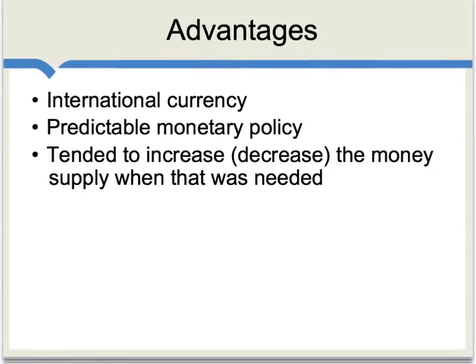Hayek starts by presenting the advantages of the former gold standard. For one thing, gold was an international currency, which meant that different nations could use it with each other, yet it did not require any overarching international agency to govern its quantity. Second, Hayek argued that a gold standard would bring largely predictable monetary policy. And third, Hayek argued that a gold standard tended to increase or decrease the money supply when that was what was needed for the economy. By the way, this is the one claim that modern economists are most likely to disagree with, but as we'll see in a moment, even Hayek understood the limitations of this argument.